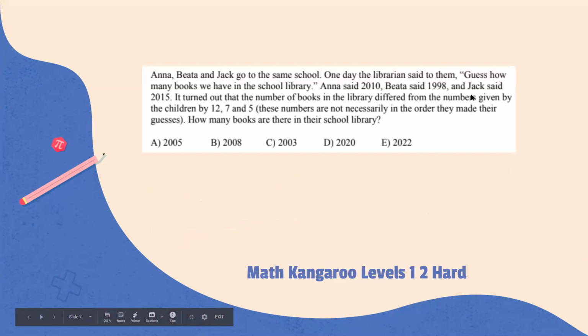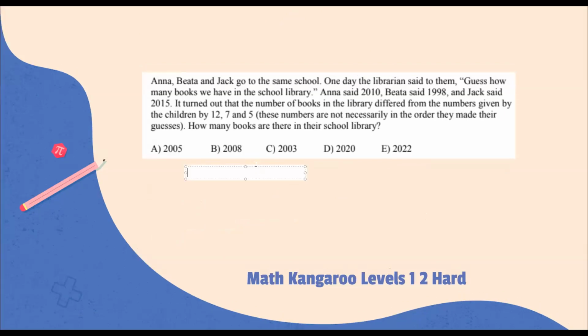The next problem is another levels 1, 2 hard problem. So Anna, Peter, and Jack go to the same school. One day the librarian asked them, guess how many books we have in our library? So Anna says 210. Beta says 1998. And Jack says 2015.